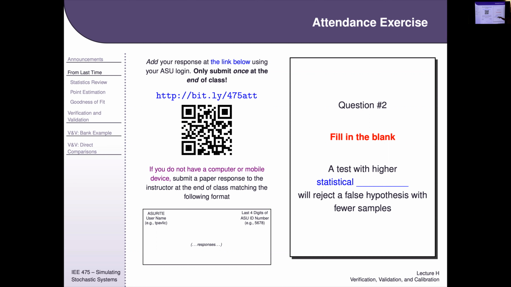A test with higher statistical blank will reject a false hypothesis with fewer samples. So if I have 2 statistical tests that are legal for me to apply to my data, I'm going to say that the one that has higher statistical blank, so there's a term that we use there, will reject a false hypothesis with fewer samples. And so it's somehow more sensitive. So what is the term that I use there?